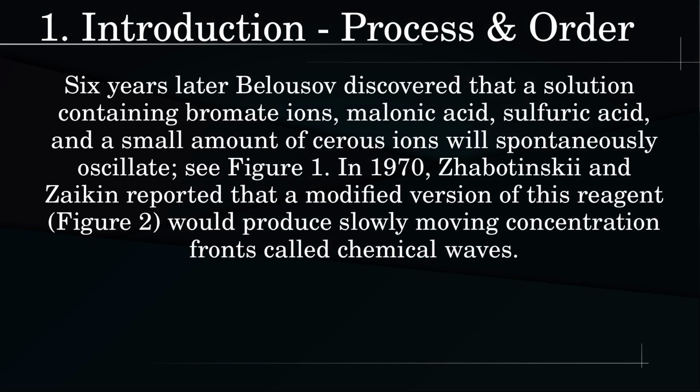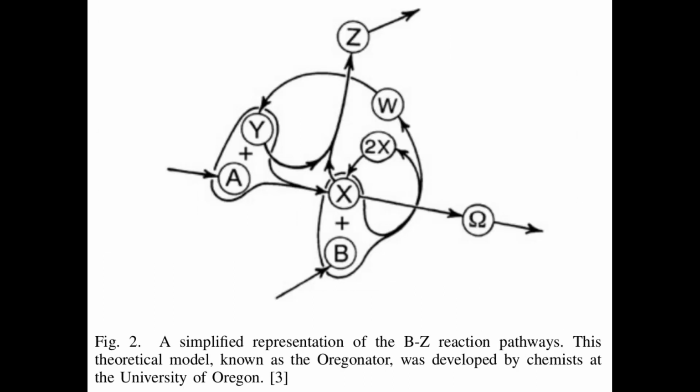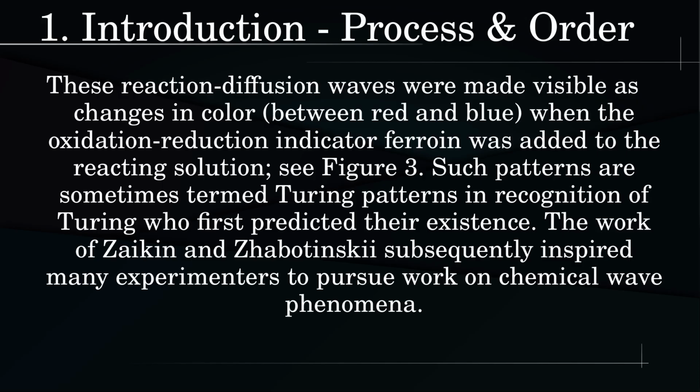Six years later, Belousov discovered that a solution containing bromide ions, malonic acid, sulfuric acid, and a small amount of cerous ions will spontaneously oscillate. See Figure 1. In 1970, Zabotinsky and Zayakin reported that a modified version of this reagent, Figure 2, would produce slowly moving concentration fronts called chemical waves.